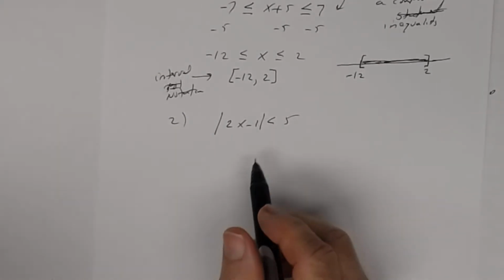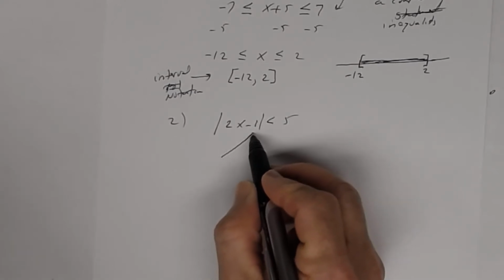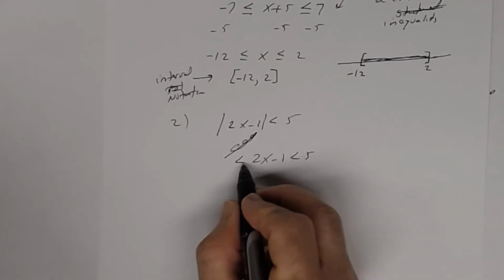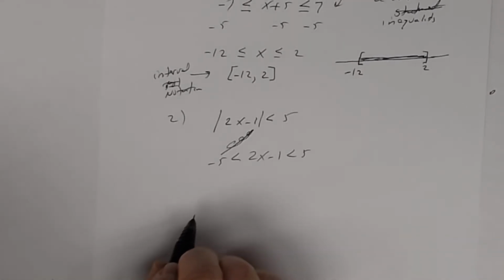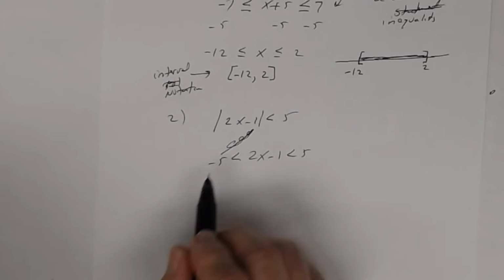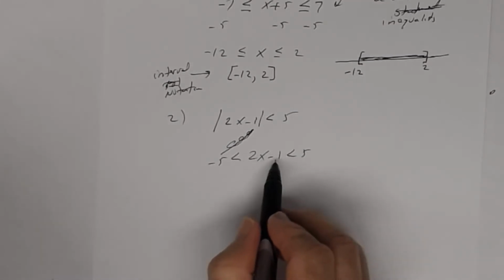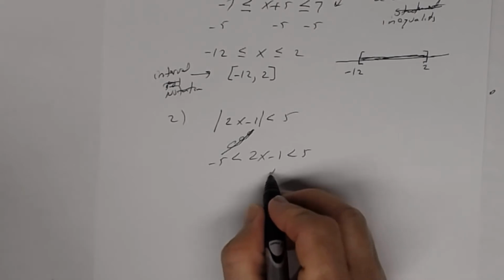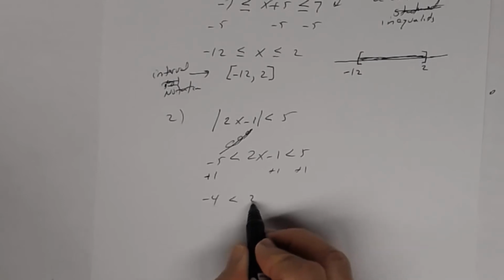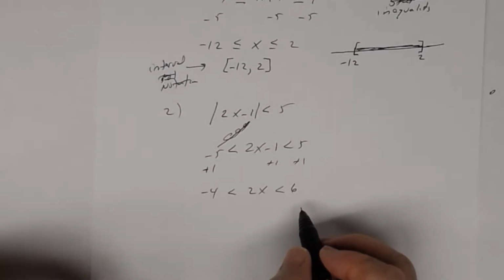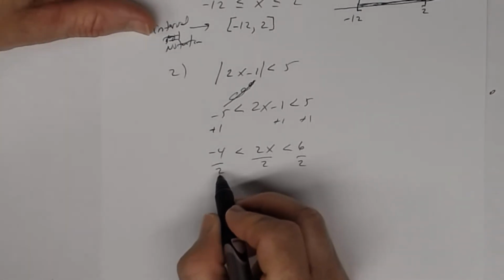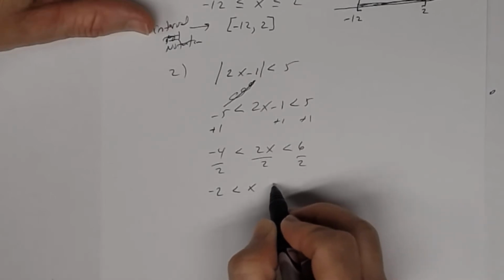So when I do this, you're going to say 2x minus 1 is less than 5, and at the same time, it has to be greater than what? Negative 5, right? And then all you do now is get the variable x in the middle, so we're going to add 1 to all parts. Negative 5 plus 1 is negative 4, is less than 2x, is less than 6. And then finally, you're going to divide both sides by 2, and negative 4 divided by 2 is negative 2, is less than x, is less than 3.